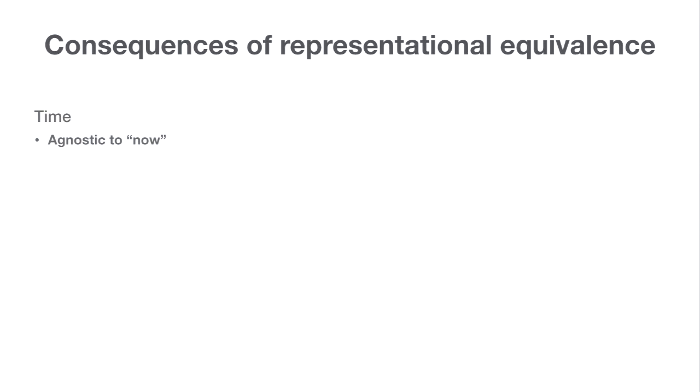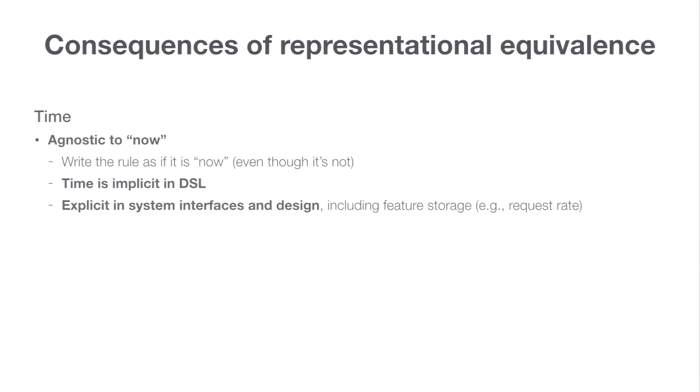And what we want to do is not think about now. We want to think about the time that we should have considered this, which is to say the timestamp of the event. And we want to write rules as if now is that event timestamp. So time is implicit in the DSL. We're very careful about that. See, in the previous example, there's no explicit representation of time. But it has to be explicit in the system interfaces.